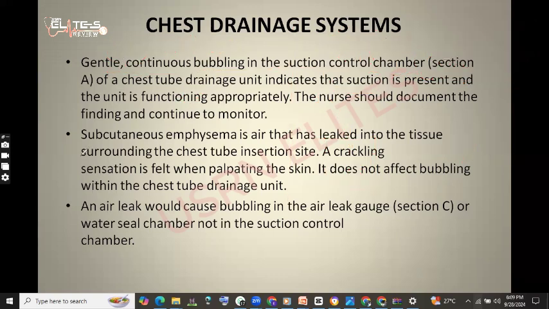Now let's look at what we have here too. Subcutaneous emphysema is air that has leaked into tissues, like a trap of air under the skin that can be palpated. You feel this crepitus or crackling sound when you palpate the skin. So that is subcutaneous emphysema. You can get situations like that sometimes as a complication of chest tube insertion, if it is not inserted well.